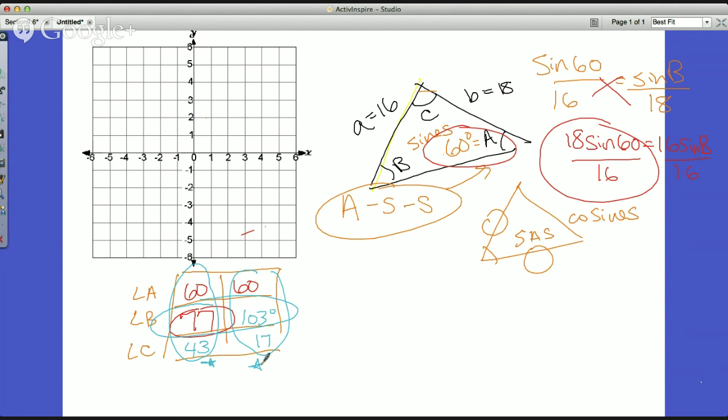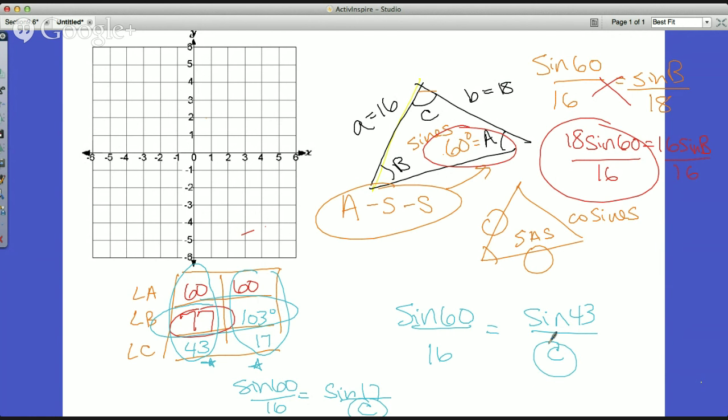So because we have 2 possible side lengths, 2 equations. Correct. So if I were to do it, I could just say sine of 60, which is my A, over little a, which is 16, equals sine of 43 over, since it's C right here, right? We'll have to put little c down below. So that would be part 1. And part 2, I would do the same thing. The only difference is I would put sine of 17 over C so that I could find 2 possible side lengths of C for that triangle. Okay? All right, right on.